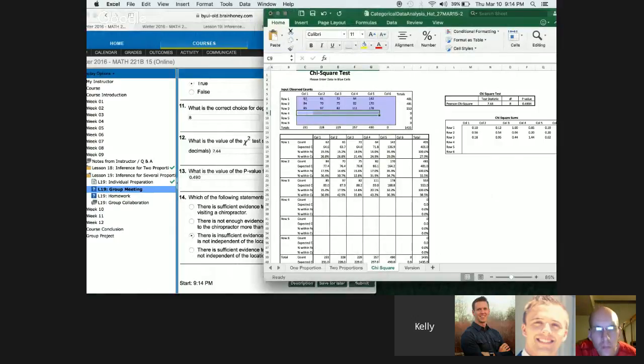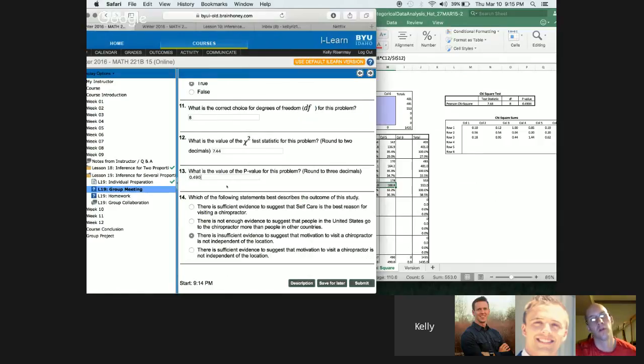It's right here. All right, and the p-value spat out was 0.490. So it's 12 again. I thought someone said 7.44. I was saying 13. Sorry. 13 is 0.490. No, number 12 is 7.44. Okay, good.